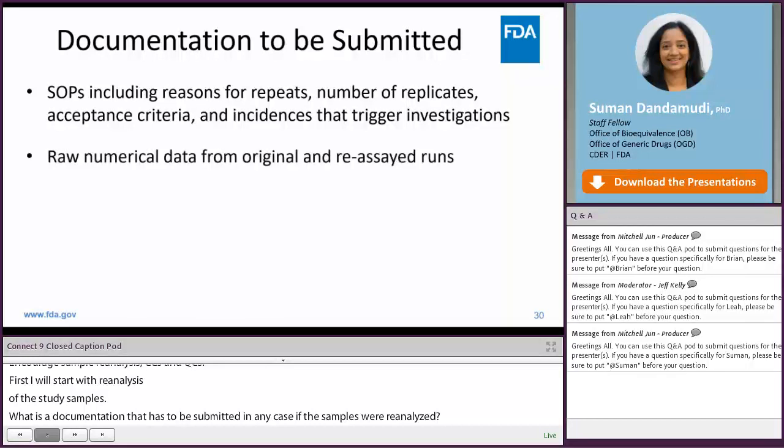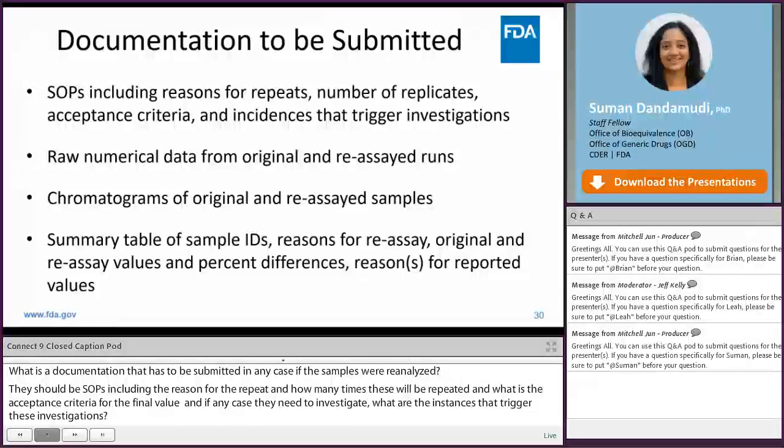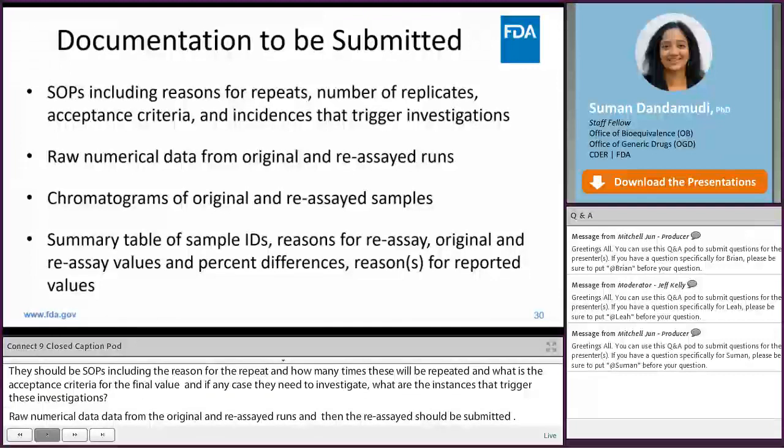Raw numerical data from both the original and the reassayed runs should be submitted. If the samples were reanalyzed for poor chromatography, then the chromatograms of the original and the reassayed samples should be submitted. And finally, in the bioanalytical report, there should be a summary table which includes the reason for reassay, the original and the reassayed values, and also the percent differences, and what was the reason for the final acceptance value.